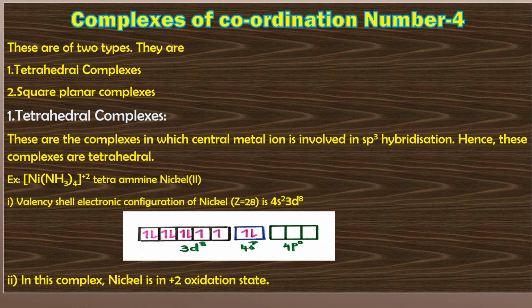If you observe, these are of two types. What are they? They are tetrahedral complexes and the second one, square planar complexes. Okay students, these are of two types: one, tetrahedral complexes, and two, square planar complexes. First we will look into tetrahedral complexes.